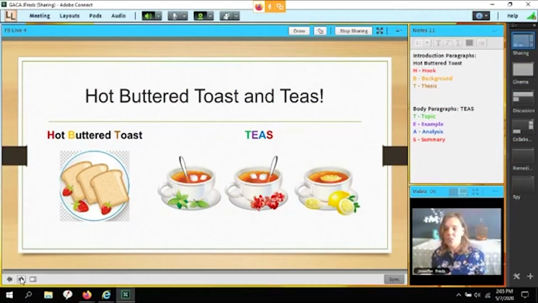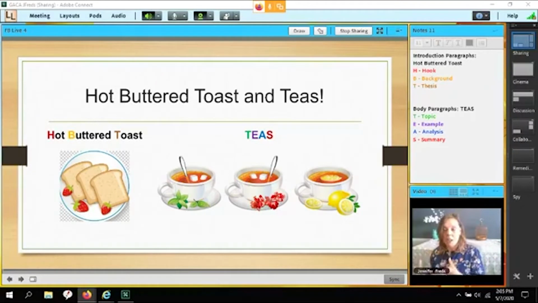The hot buttered toast, the H, B, and the T are the very important pieces of your introduction paragraph. So every introduction paragraph should have also the essential elements of our hot buttered toast. We need the H, the B, and the T to make it enticing and enjoyable and to make it fulfilling. So without any of those things, it's not going to be a very effective introduction paragraph, and your feedback is probably going to reflect that.